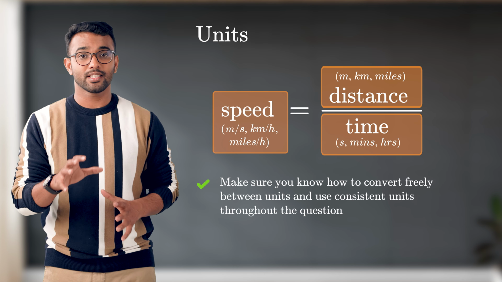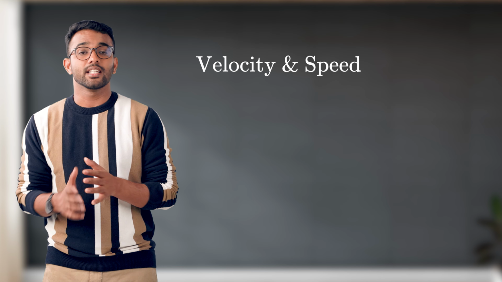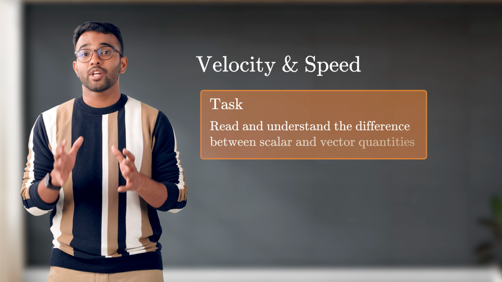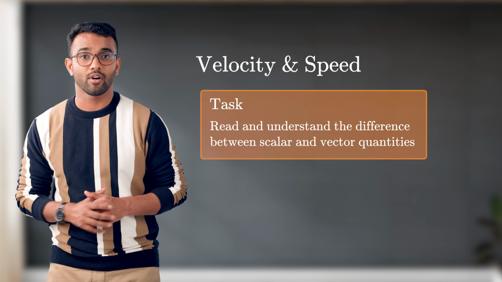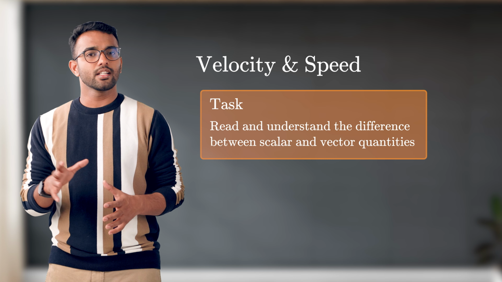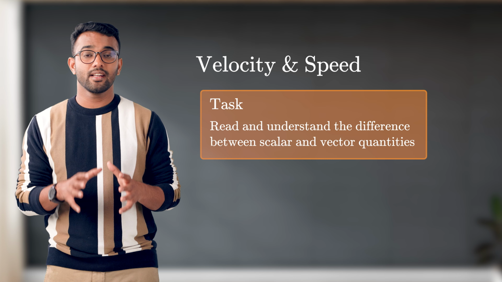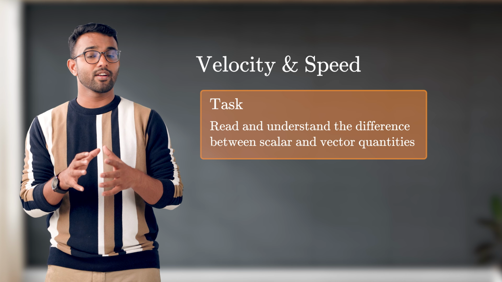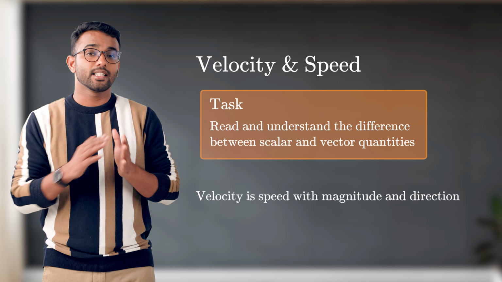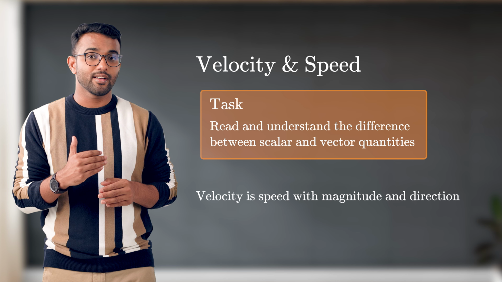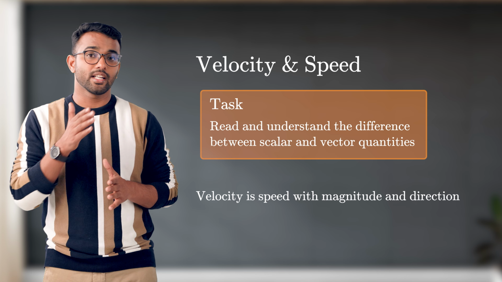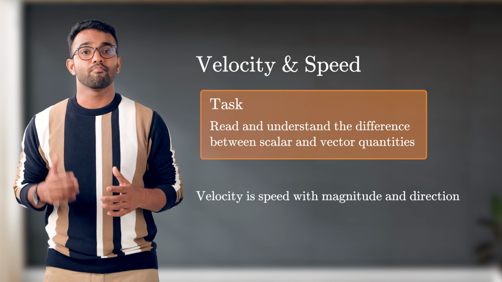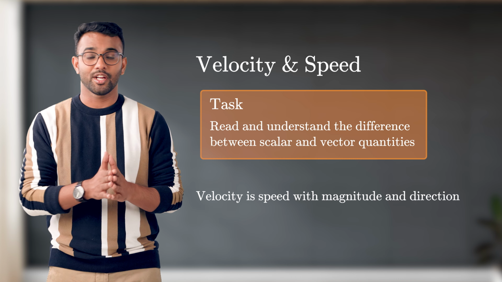One more thing to clarify at this point, you might come across the term velocity instead of speed. I would recommend you check out a physics textbook and look at the difference between scalar and vector quantities. For now, understand velocity and speed are the same thing. The difference is velocity is speed with magnitude and direction. So velocity is speed with a defined direction, where speed is the magnitude of the rate of change of distance.